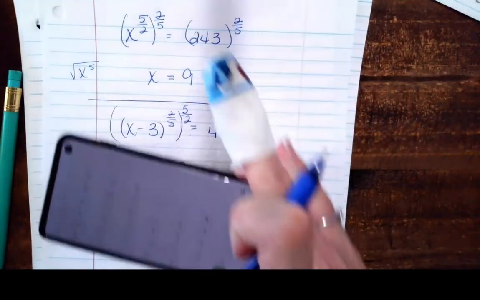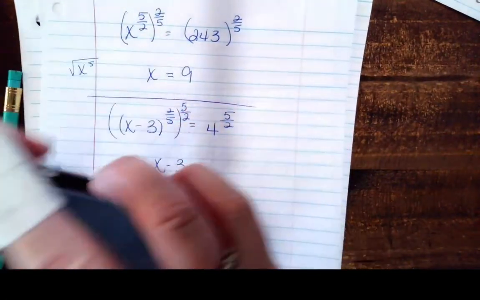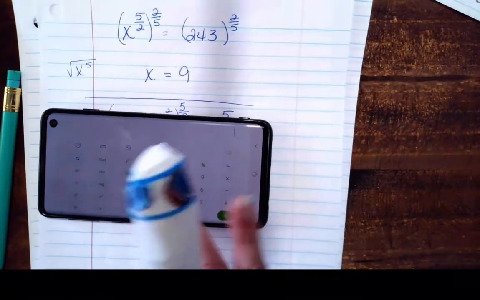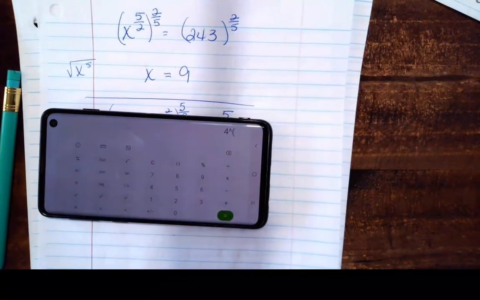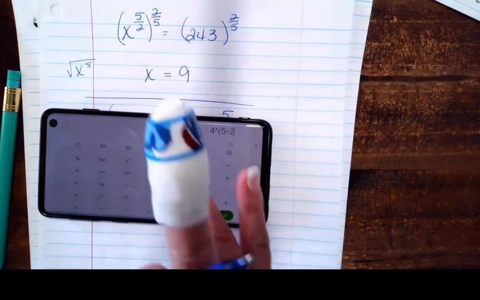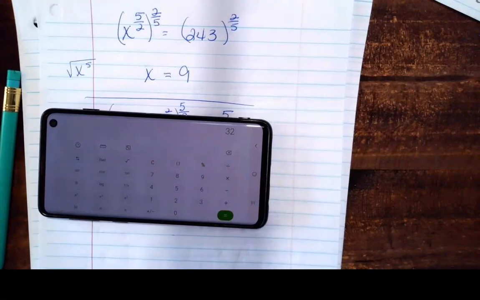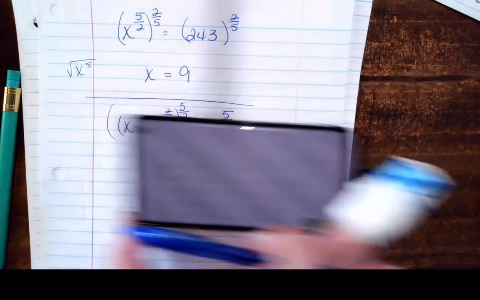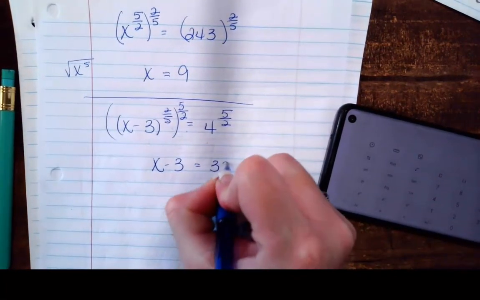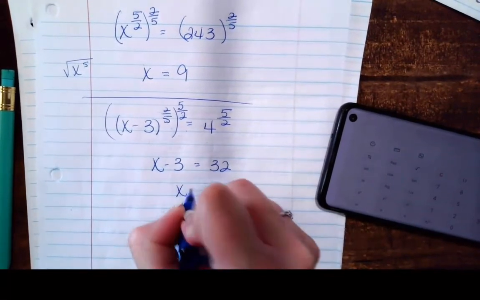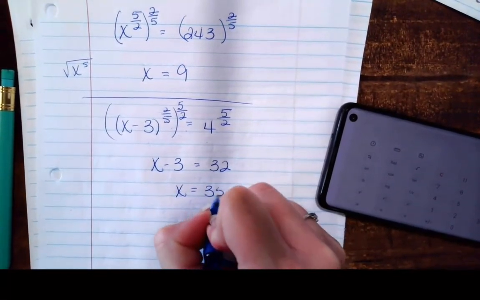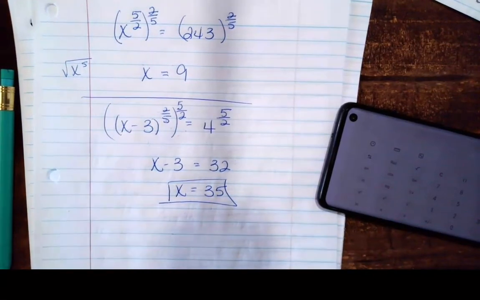And then in my calculator, I'm going to do 4 to the 5/2 power. So clear this out. 4 raised to the 5/2 power, and I get 32. Okay? So I have 32 over here. Now I'm just going to add 3 to both sides. I get x is 35. Okay? So let's try it again. Solve the equation.